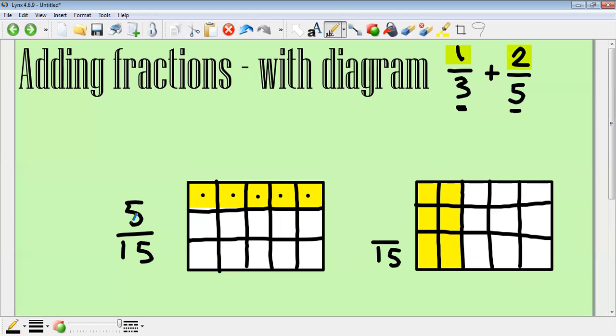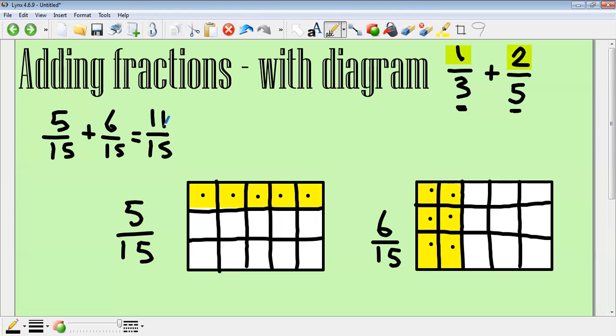5, 6, and now we can add them together because our denominators are the same. So 5 add 6 is 11 15ths.